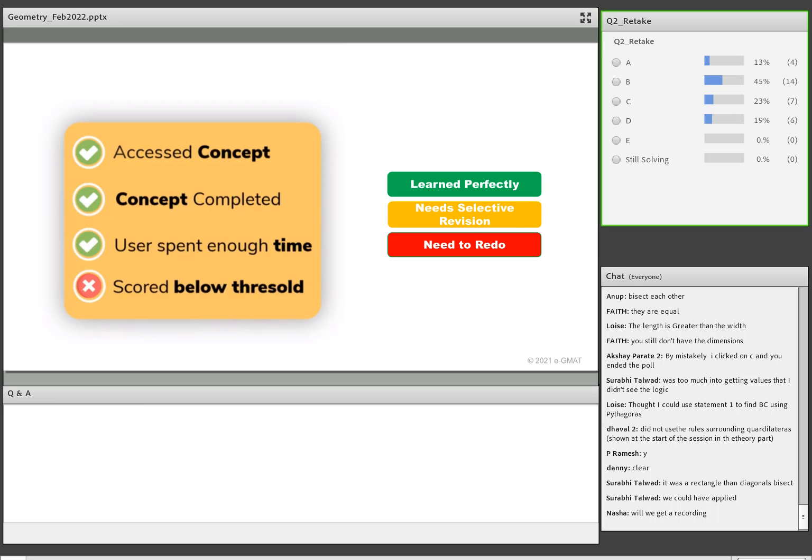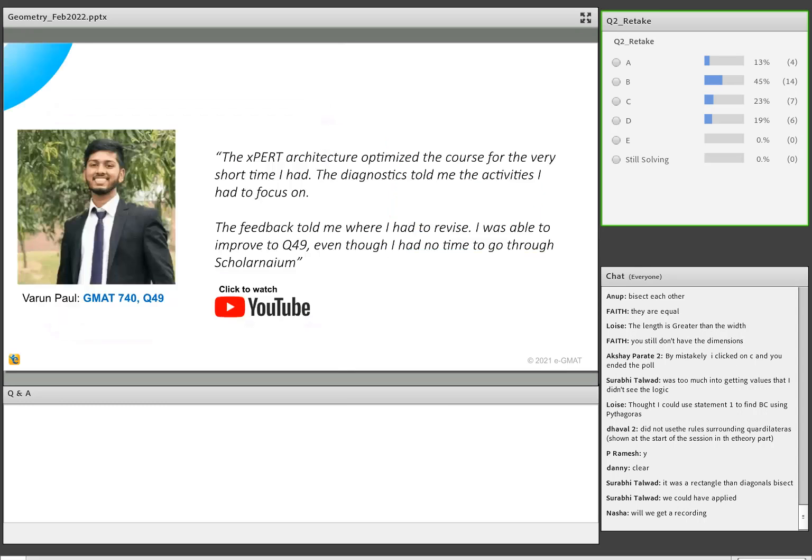It looks at all this and it's able to tell you that, hey, this is something you seem to have learned perfectly. All right, this particular concept, you still need to put in a little bit of work. This particular concept, hey, you just ran through, you really have to go and redo it. So there's that level of feedback that is set into the system at this point.